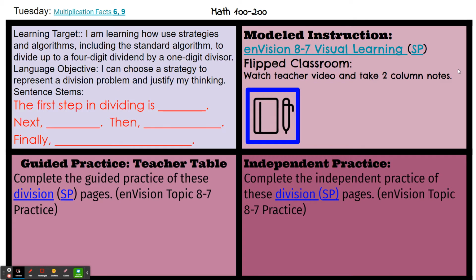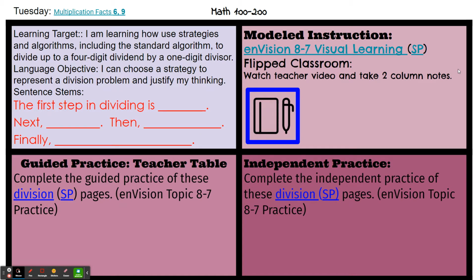I am learning how to use strategies and algorithms, including the standard algorithm, to divide up to a four-digit dividend by a one-digit divisor. We finally made it to four-digit dividends. Our language objective is I can choose a strategy to represent a division problem and justify my thinking. And we have sentence stems that we could use. The first step in dividing is, next, then, finally.